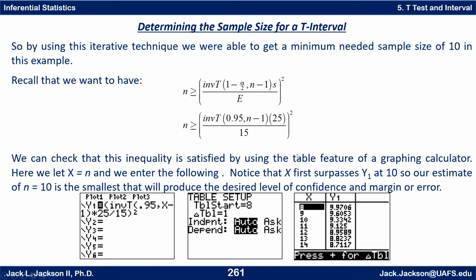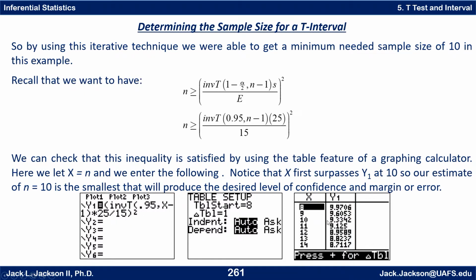Okay, so anyway, we get this, we want to have this situation. So we can check to see that this inequality is actually satisfied by this particular method. So we decided we need to get a minimum sample size of 10, and recall that we want n to be greater than or equal to inverse t of 1 minus alpha over 2, n minus 1 degrees of freedom. S is here, E is here, square it. We need n to be bigger than that. We work it out. So here I just plug this in, inverse t of 0.95, n minus 1, 25, 15, square it, and so forth.